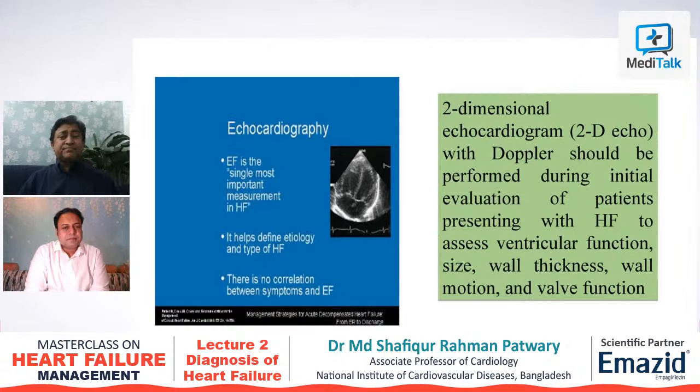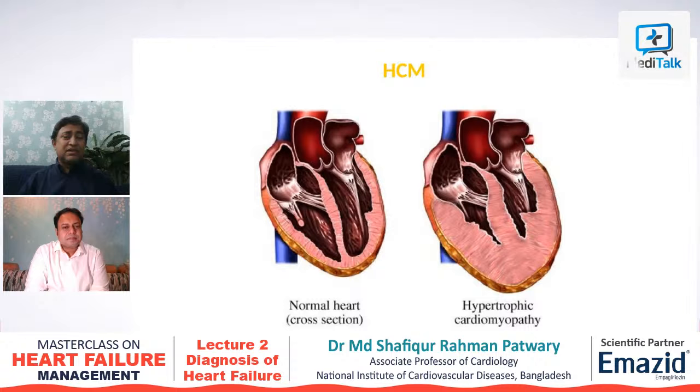I also told previously that ejection fraction is the single most important measurement in heart failure, and also wall thickness, LV function, wall motion, and valve function are seen in the echocardiogram. And this is hypertrophic obstructive cardiomyopathy. Sometimes this hypertrophic obstructive cardiomyopathy may cause heart failure. Mainly it causes diastolic heart failure. In hypertrophic cardiomyopathy, the wall is more thickened than normal.